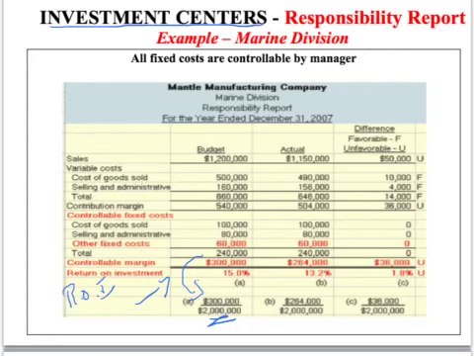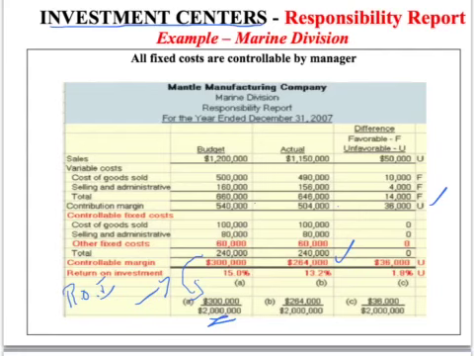So as we had before, that manager had a contribution margin of $540 budgeted. He came in with $504, so he has an unfavorable contribution margin. And when you add in the controllable costs, he comes up with $264,000 controllable margin. And that means that he was unfavorable by $36,000.